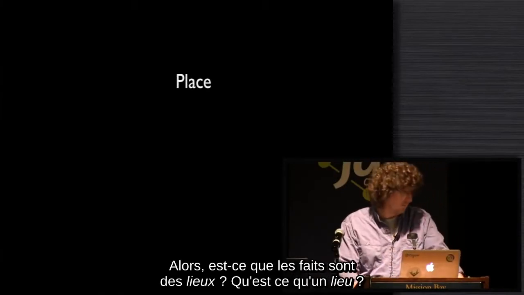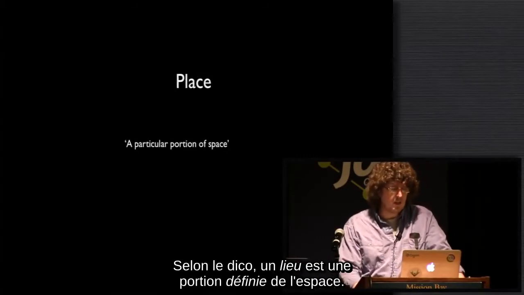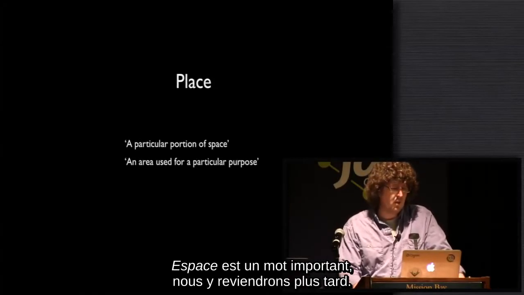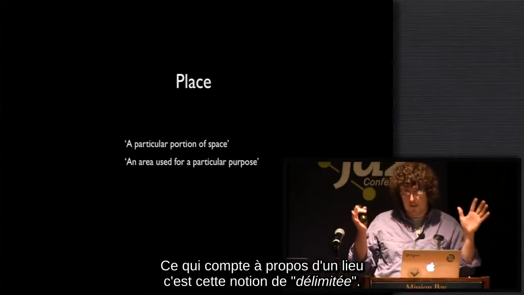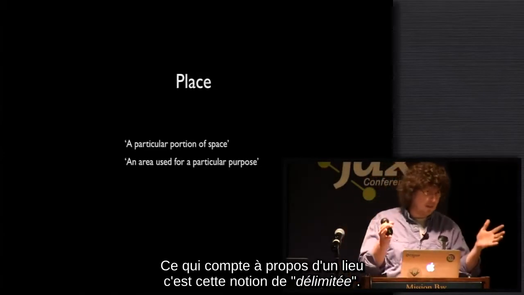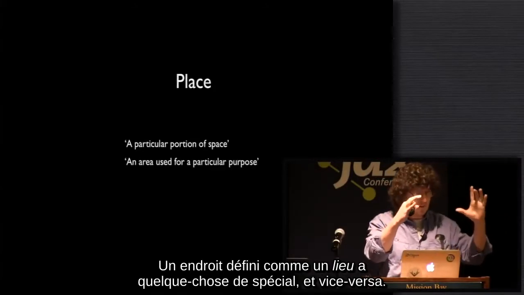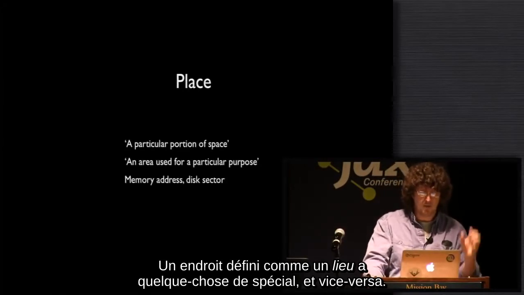Well, what's a place? Again, back to the dictionary. A place is a particular portion of space, and space is an important word we're going to dig into later. In particular, the part about place that matters is that it's delimited. There is a specificity to the location named by a place, or vice versa.